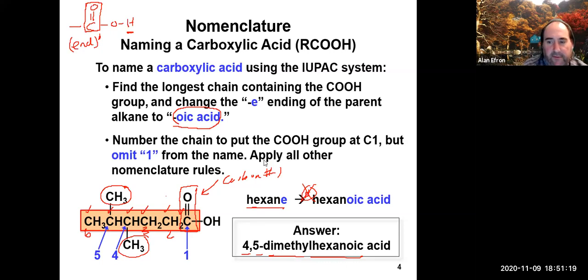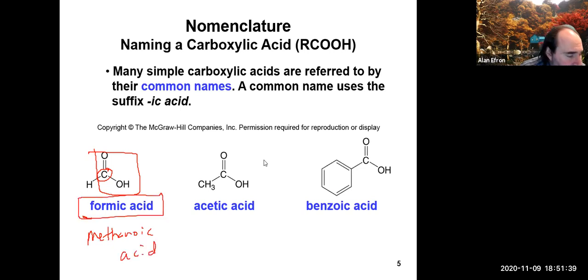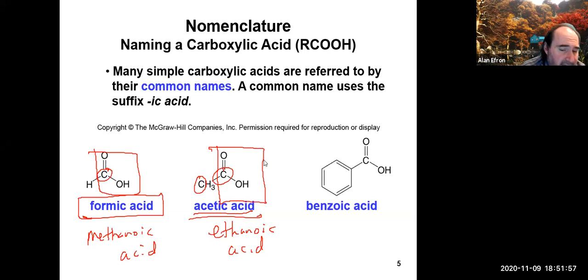So very similar to what we've seen before in terms of naming. Again, giving that the priority. There's a lot of carboxylic acids that have common names. This is actually one carbon with our carboxylic acid group. That would be known as methanoic acid, also known as formic acid. So that's a very common name. This is one carbon, two carbons, which is based off of ethane. Carboxylic acid group there. This would be known as ethanoic acid. This is very commonly known as acetic acid and very commonly written like this.